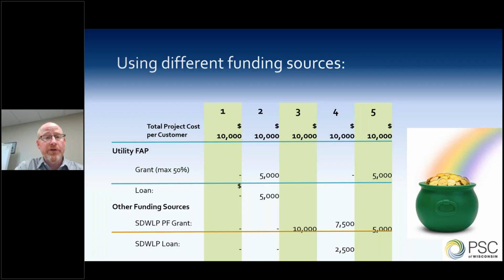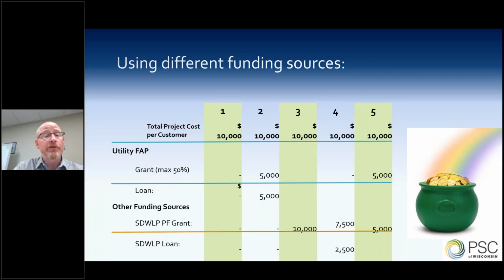For number 3, this would have been the 3rd period, I think, when Safe Drinking Water Loan Program principal forgiveness funding was the order of the day, and most utilities were taking advantage of that. In that case, there was a $10,000 principal forgiveness grant coming to that landowner for the replacement of that private side lead service line. No cost to the customer, just $10,000 from principal forgiveness.